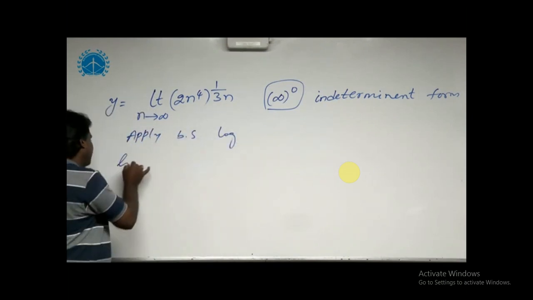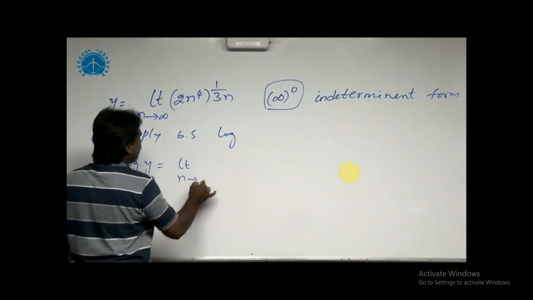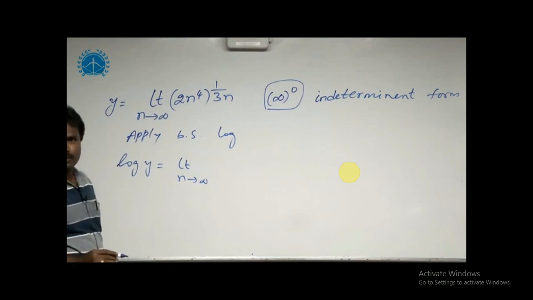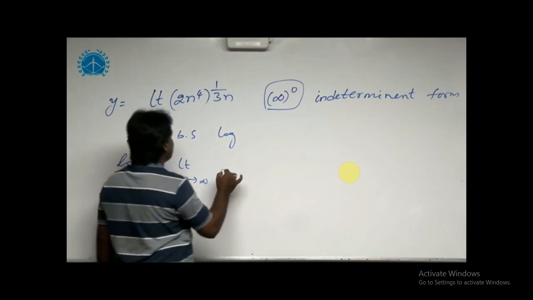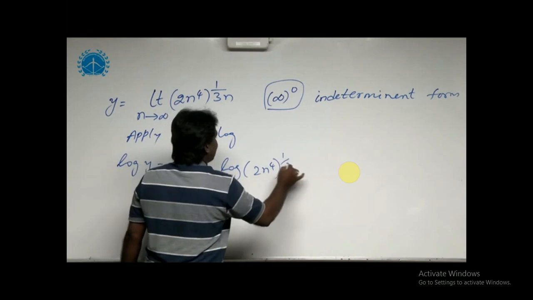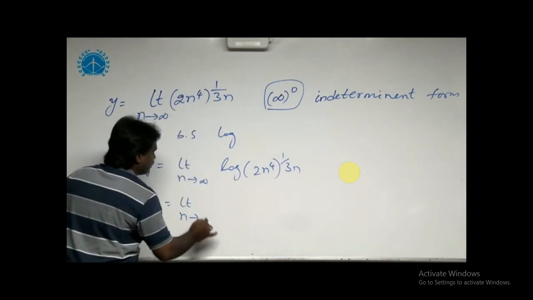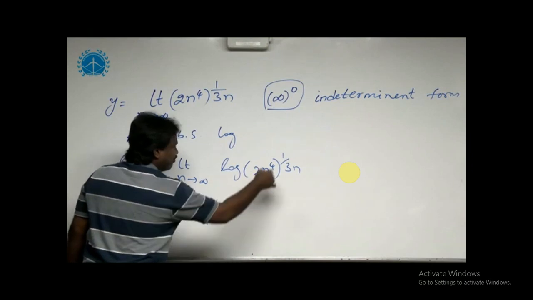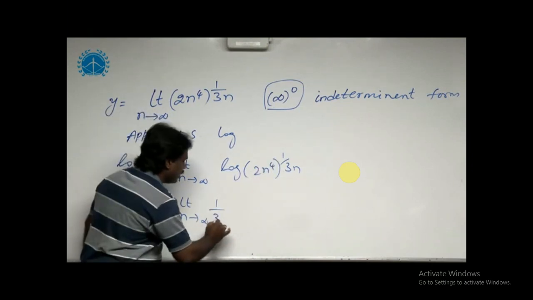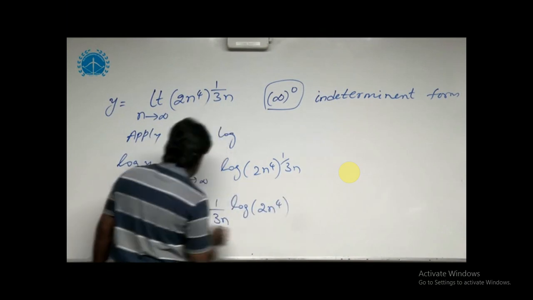So therefore log y is equal to the limit as n tends to infinity. You can apply the logarithm either outside or inside, it is a limit concept. So we are applying that: log of (2n to the power 4) whole power 1 by 3n. So that is equivalent to the limit as n tends to infinity. Using the log m power n formula, log m power n is n log m. So this is log y.